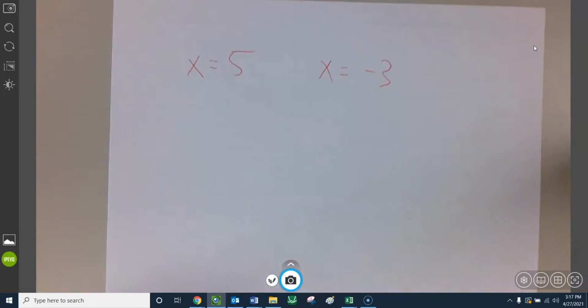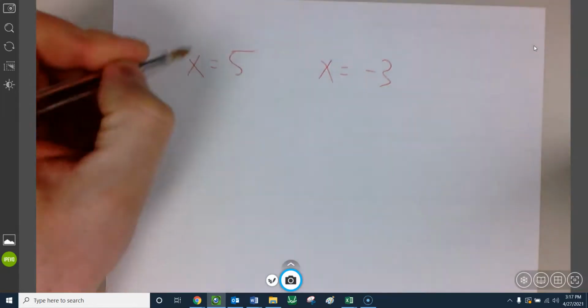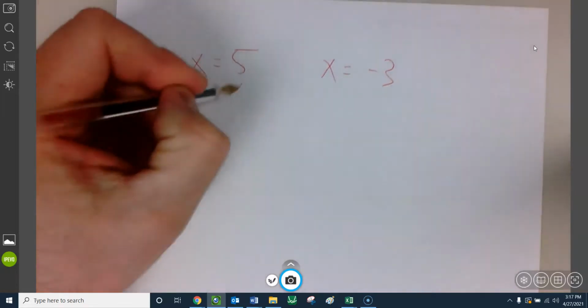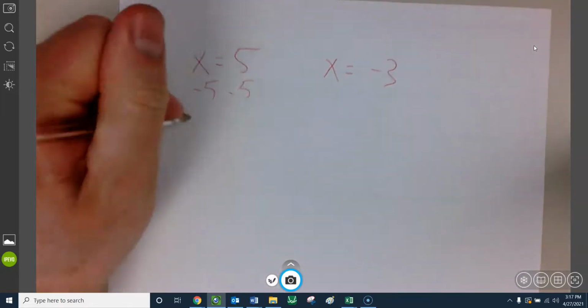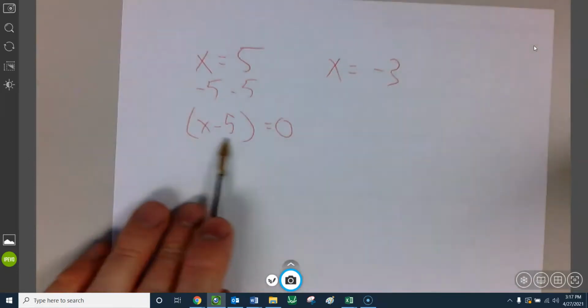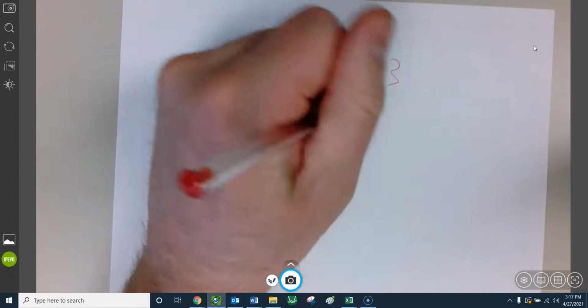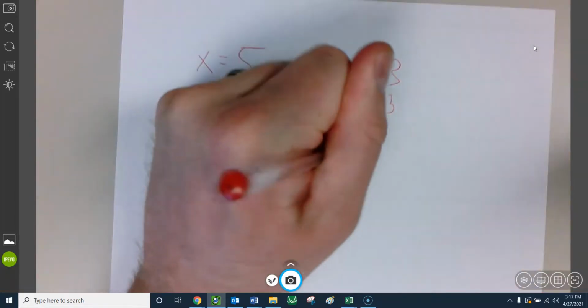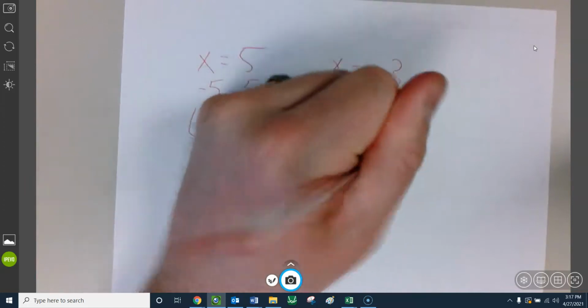I want to write this in intercept form. So what did the factor look like? If the solution was 5, what did the factor look like? Well, I'm going to subtract 5 from this side, subtract 5 from this side, and I would be left with x - 5 = 0. Look, there's that factor. How about x = -3? Add 3, and I'm going to be left with x + 3 as a factor equals 0.